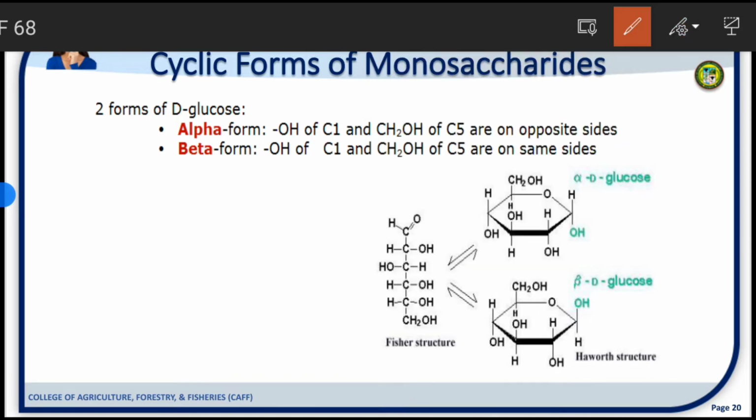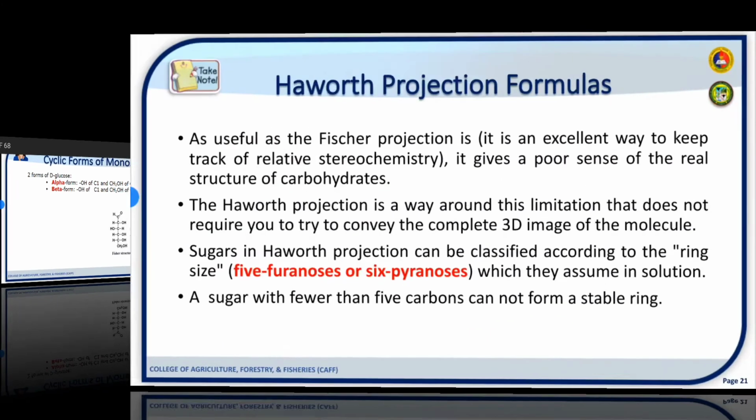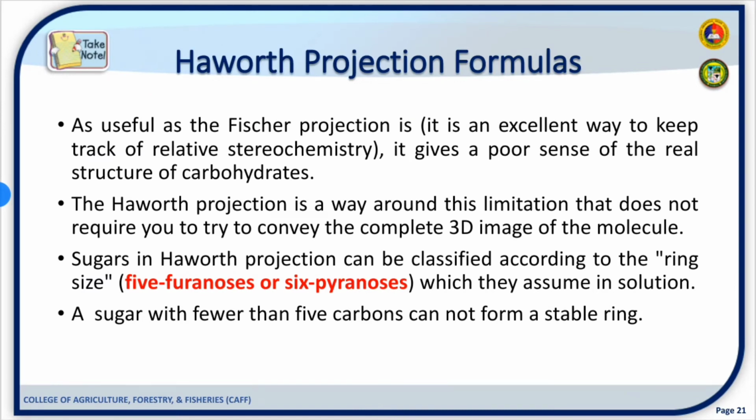Okay, now look at the beta form. The OH is positioned upwards, and the CH2OH is also positioned upwards. And that is why in the beta form, they are pointing on the same side. Did you get it? I hope you do. It's easy, right? Haworth projection formulas are as useful as the Fischer projection. The Haworth projection is a way around this limitation that does not require you to convey the complete 3D image of the molecule.